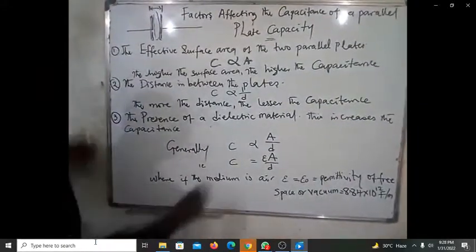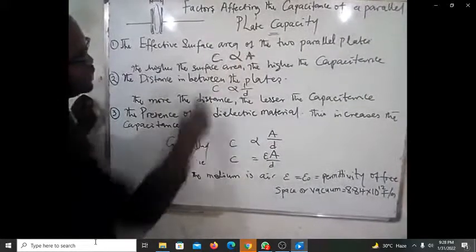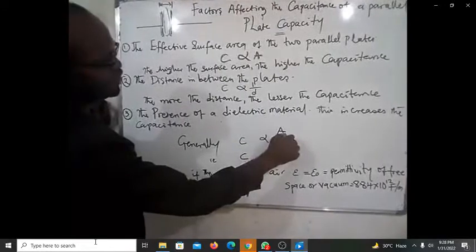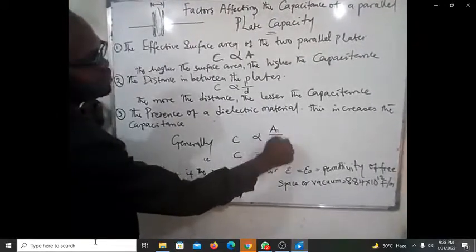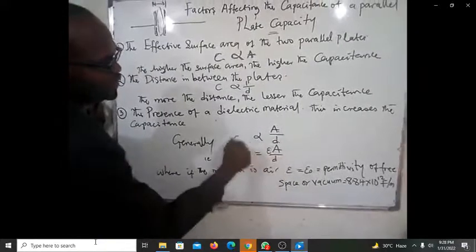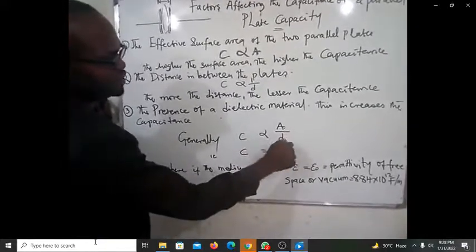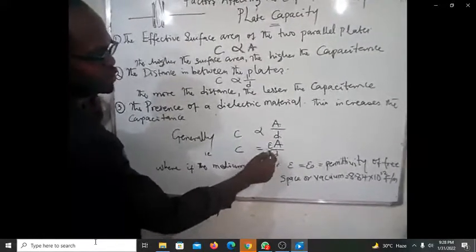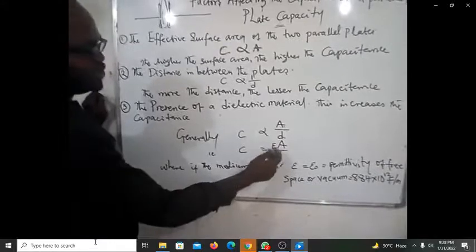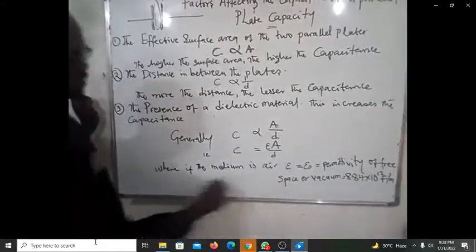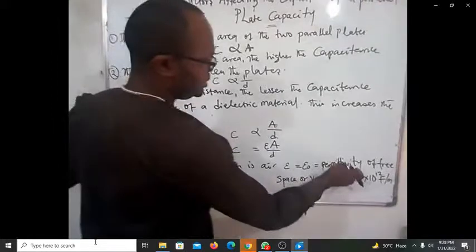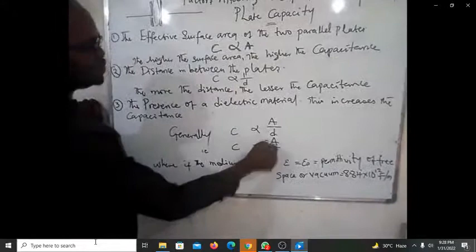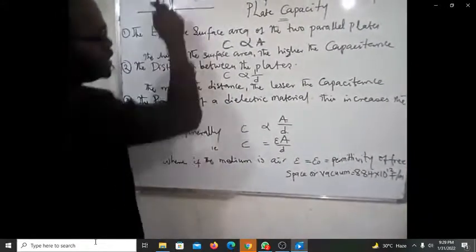So generally, when you combine this and this, you see that C is directly proportional to A, which is the effective surface area, but inversely proportional to D. So you have C proportional to A over D. If you take out this proportionality sign to change it to equal to, you introduce a constant, epsilon, and this constant is simply the permittivity of free space or vacuum, representing what you use as your dielectric material.